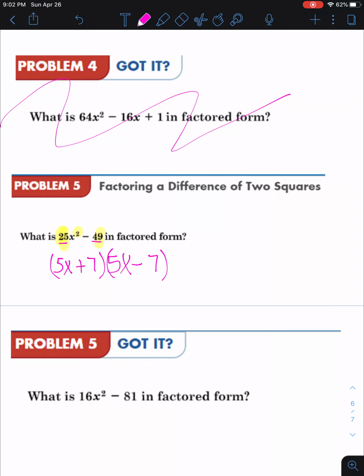5x times 5x is 25x squared. We get a minus 35x and a plus 35x. They cancel. Minus 49 for the lasts, and that gives me a check right back to where we started. This is then my factored form, and it's the difference of two squares.